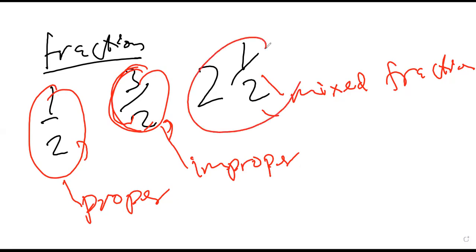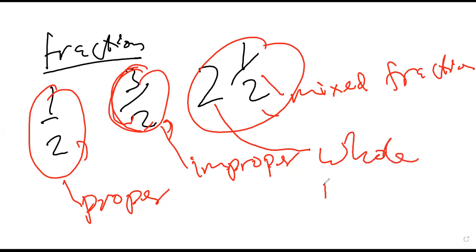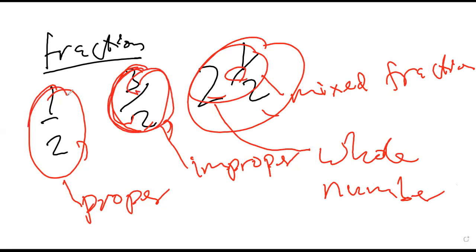As you can see here, this one has a whole number and a fractional part. That's why it's called a mixed fraction, right? It's mixed together. It's not just one, it's mixed together. So this is entirely a fraction and this is entirely a fraction. But in this case, this is improper because you have 3/2.